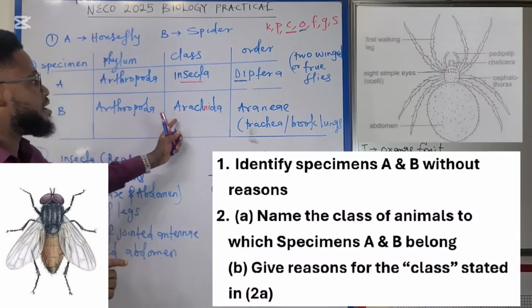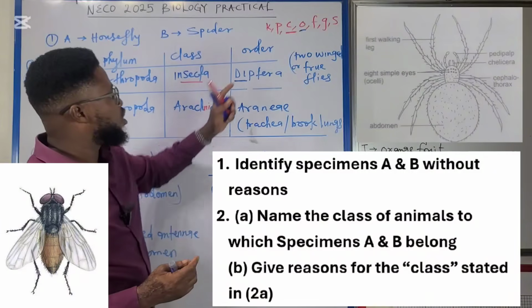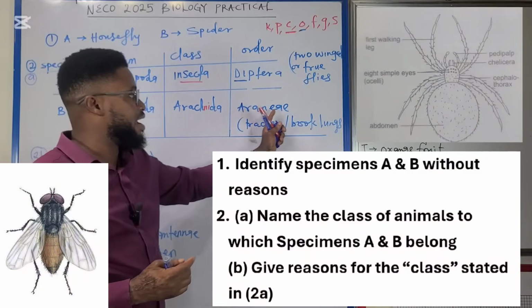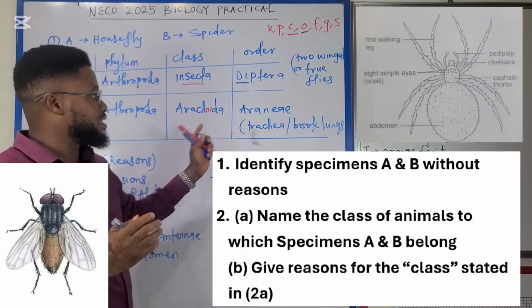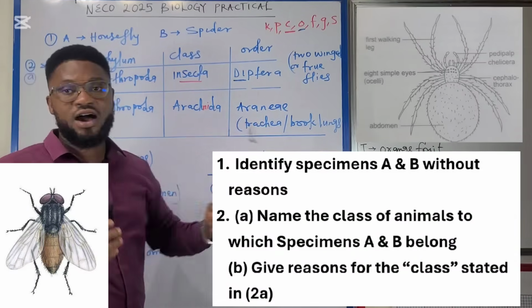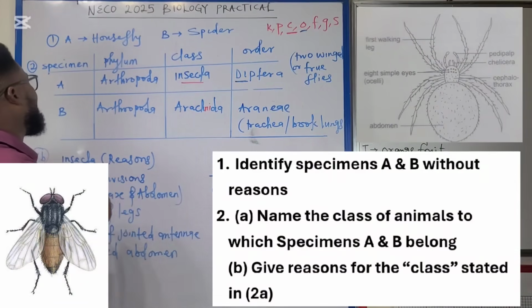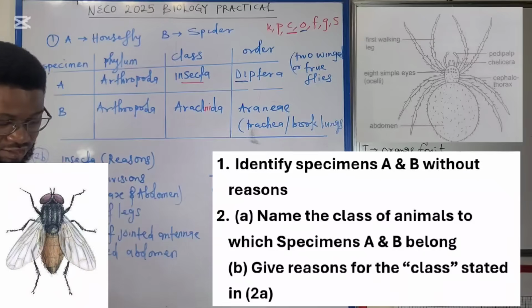When you talk about Arachnida, what is the order of Arachnida? That is Araneae. And the reason for that is because they breathe via the trachea or the book lung. So that ends question 2A, talking about the class of specimen A and specimen B.